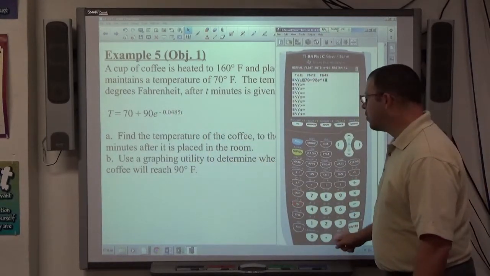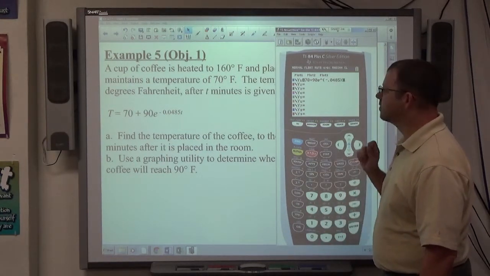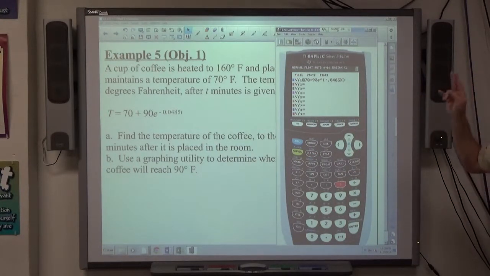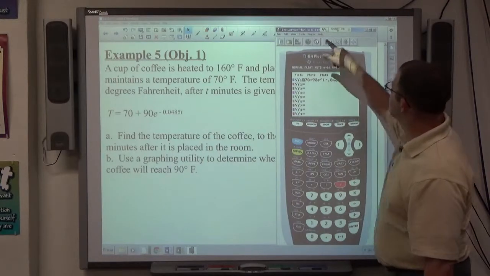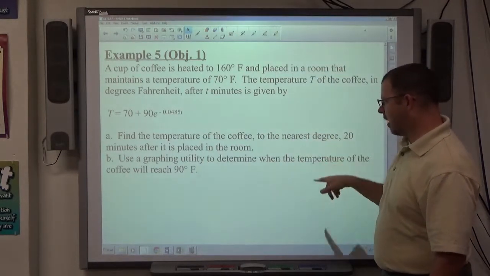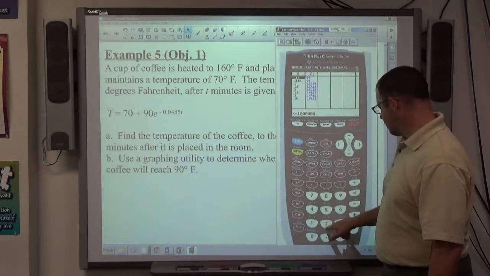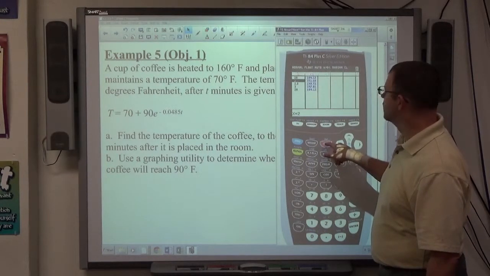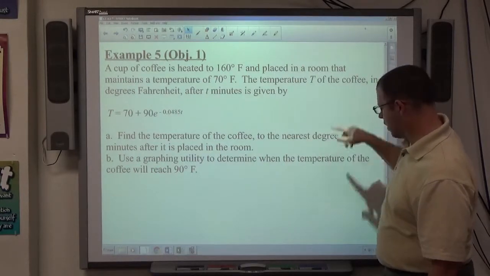And then negative 0.0485, and then x. Big T is temperature, little t is time. Y1 is temperature, x is time. So again, just interpreting it properly for your calculator. It says to find the temperature 20 minutes after it's placed in the room. So if I go to my table and let x equal 20 minutes, we find the temperature is 104.12 degrees, and it says to the nearest degree, so 104 degrees.